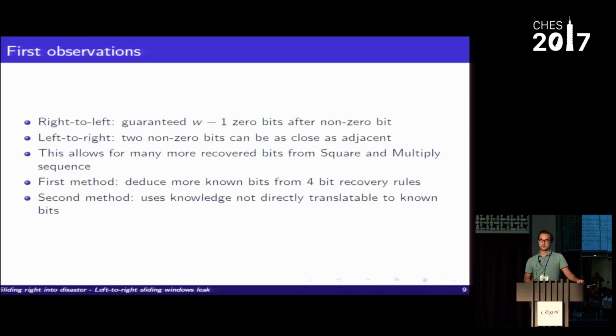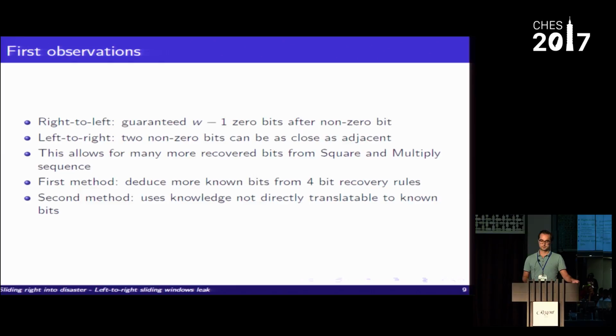As I said, we found two methods of getting a lot more information out of the square and multiply sequence. The first method is a bit more intuitive, so I will go over that one in a bit more detail. Basically, what you do is you look carefully at the square and multiply sequence, and you deduce more known bits from four bit recovery rules that we found. The second method uses knowledge also not directly translatable to known bits. It works better, but the first method also gives the intuition why this works.